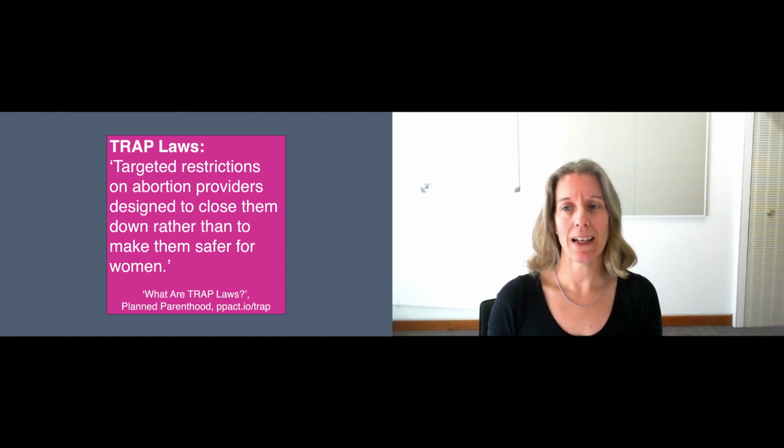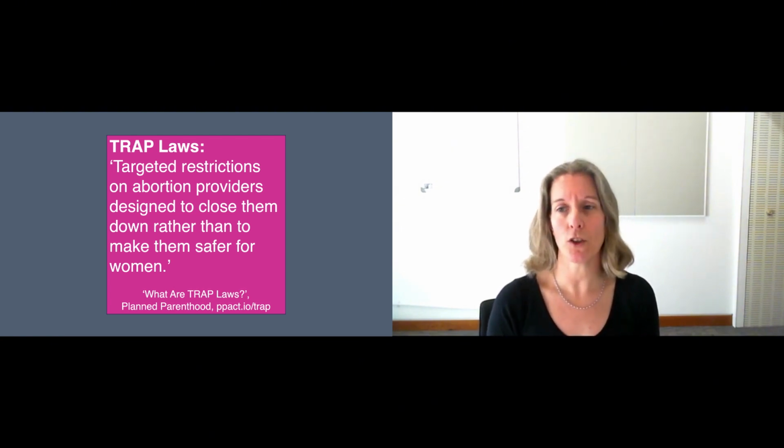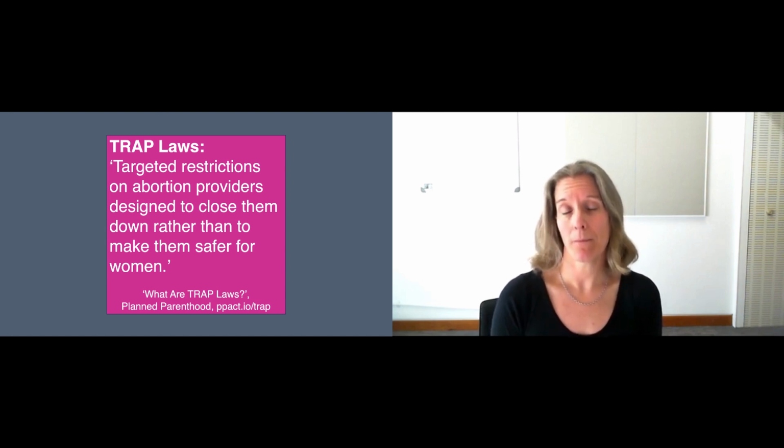Crucially, Casey allowed states to pass laws severely restricting abortion access so long as it was not banned outright. So-called TRAP laws, or targeted regulation of abortion providers, became popular. Written in the language of protecting a pregnant person's health, they primarily aimed to close abortion clinics.